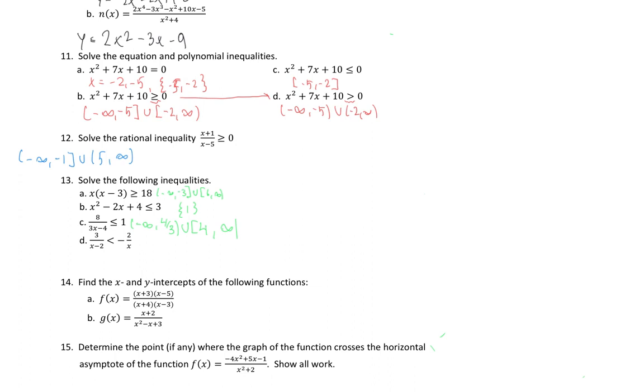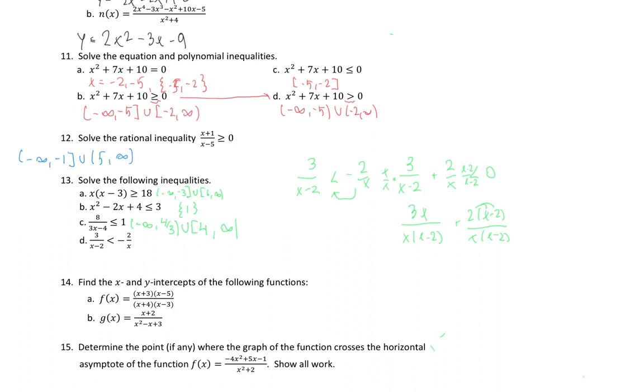Okay, now for our last one, we have 3 over x minus 2 minus negative 2 over x, so I'm going to add this over. So we have 3 over x minus 2 plus 2 over x less than 0. And now I want to make this into one fraction, so I'll multiply this left one by x over x, this right one by x minus 2 over x minus 2. So we have 3x over x times x minus 2 plus 2 times x minus 2 over x times x minus 2.